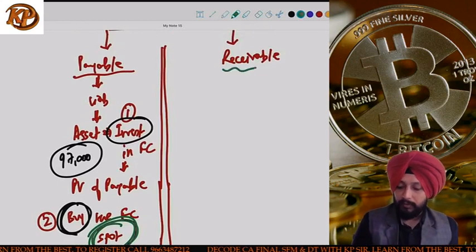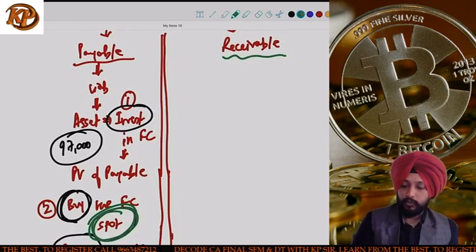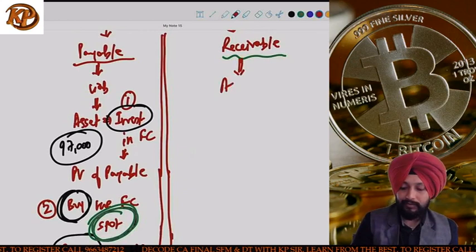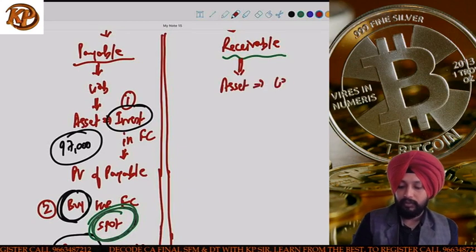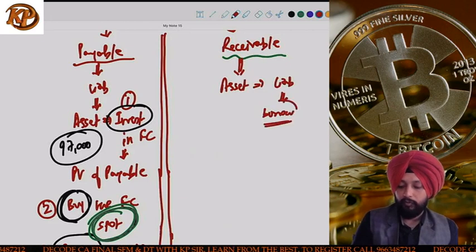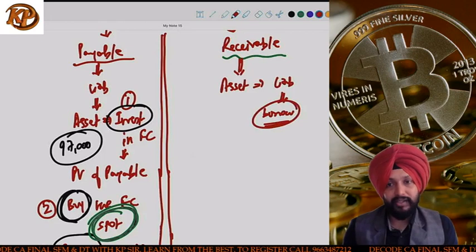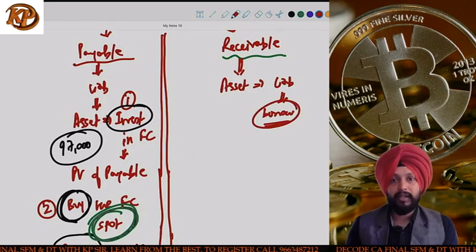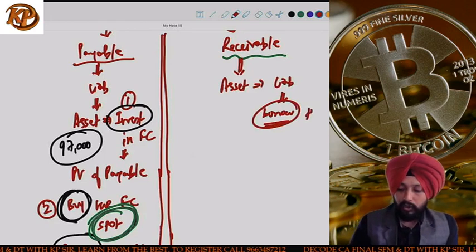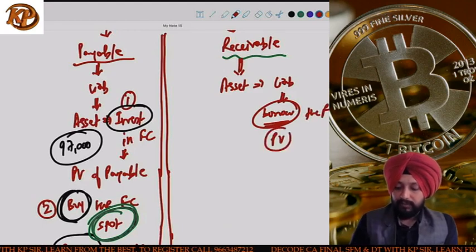Second was receivable. As far as receivables are concerned, receivable is an asset. Against the asset we create a liability. A liability is created by going for a borrowing. To create a liability, we will borrow. Borrow what? Borrow the foreign currency. Obviously the present value will be borrowed.